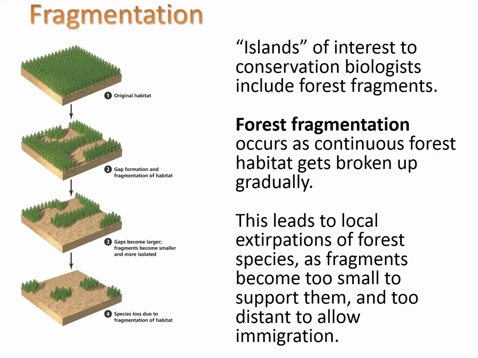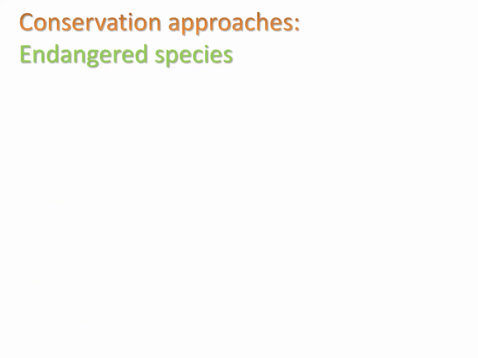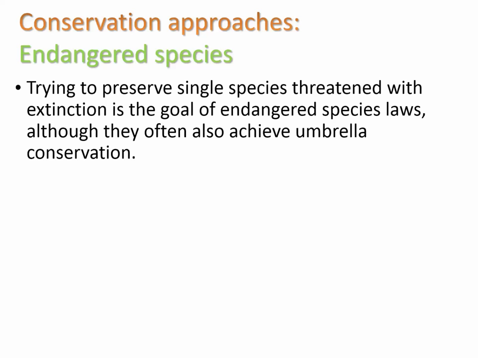And this leads to local extirpations of forest species. Remember, extirpation means it becomes extinct only in that area, or removed only in that area. Extinct means not present on the planet anywhere. And as these fragments become too small to support them, this can happen. And also it can happen when the fragments become too distant to allow immigration. So you can also use wildlife corridors to help improve it and making bridges basically between these islands. And I have a little video clip that I showed you in EDU about that. Pretty awesome.